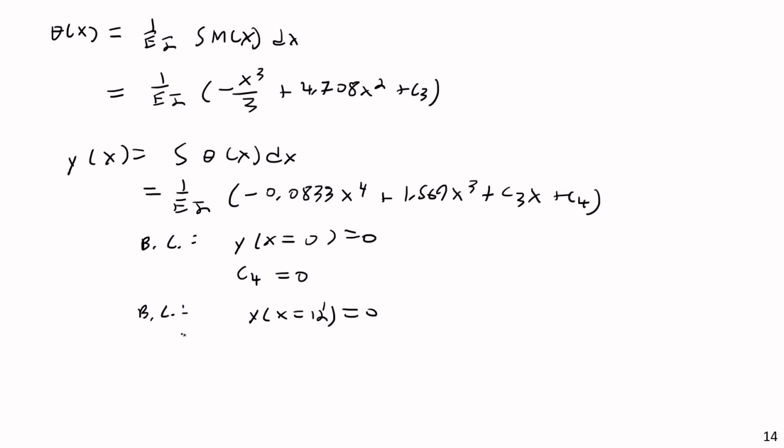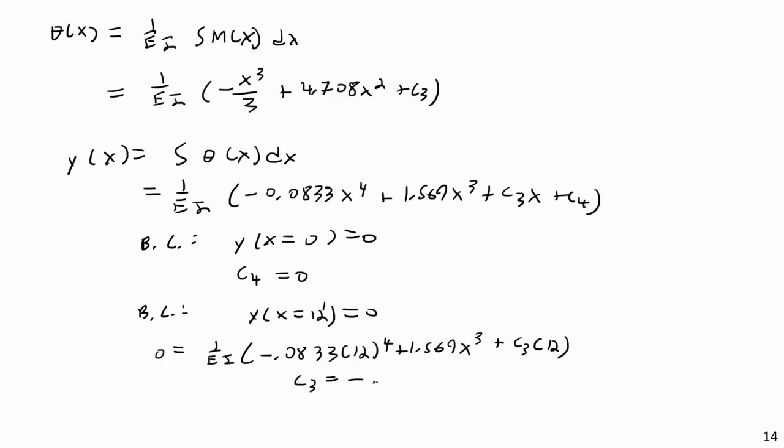And when you do that, you'll find if you set up 0 equals 1 over EI times negative 0.0833 times 12 to the fourth power plus 1.569 times 12 to the third power plus C3 times 12. If you solve that for C3, you will find that C3 is equal to negative 82.